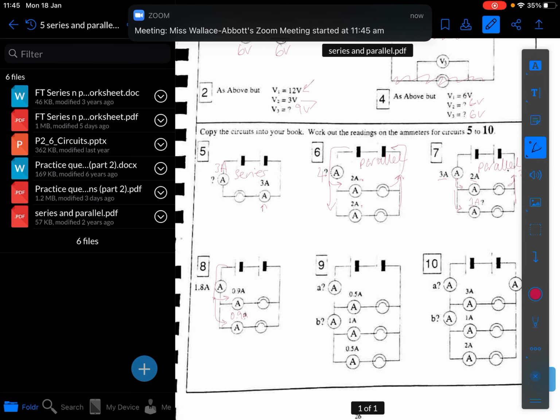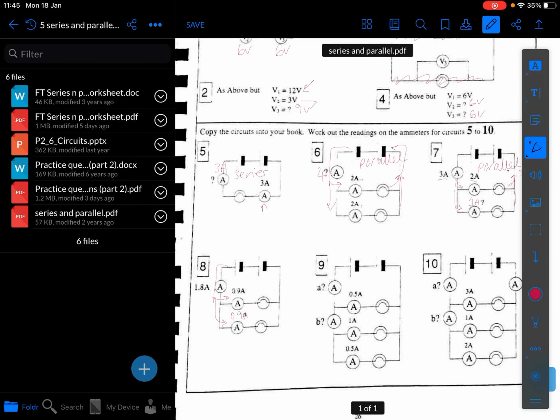Okay, number 9. It's a parallel circuit again, so we know again it splits. However, slightly trickier this time. You have 0.5 amps going down the first branch, you have 1 amp going down the second branch, and you have 0.5 amps going down the third. So hopefully you will see they've all originally come from the cell. So this one up here will be 0.5 plus 1 plus 0.5 gives you 2 amps coming originally from the cell.